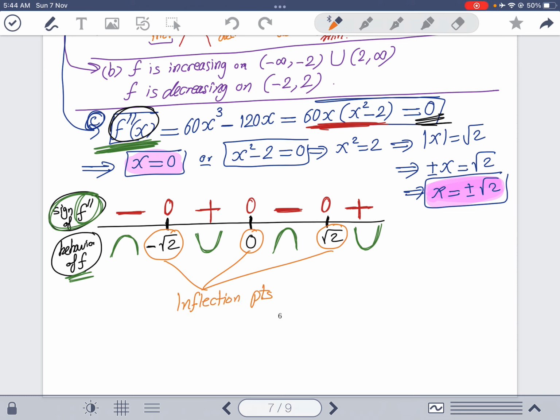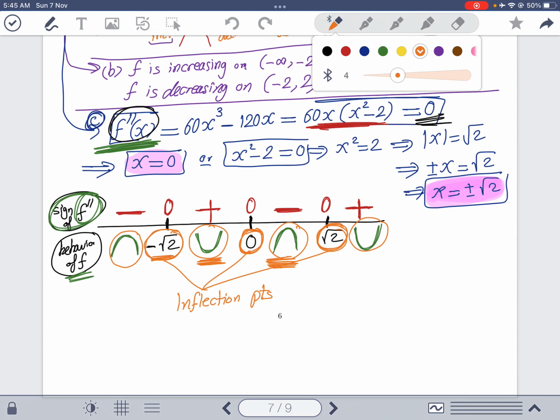Why? Because it is concave down, then up before radical 2. So the function changes concavity at negative radical 2. At 0 also, before 0 it's concave up, after 0 concave down. So the function changes concavity at 0, so 0 is an inflection point. And similarly, for radical 2, it changes concavity from concave down to concave up.